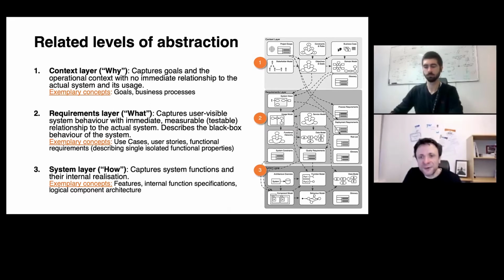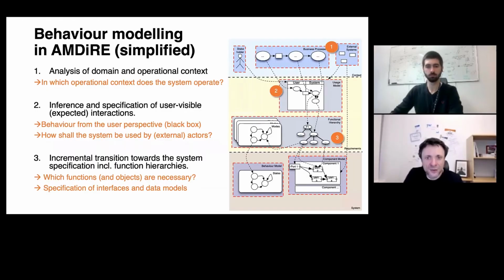Now, let's go through this picture again, but this time we will put focus on what we actually do and the underlying modeling concepts. Here you can see again the context layer, the requirements layer, and the system layer. In a first step, I tend to analyze the domain in the operational context. I want to understand what the typical workflows are, what the typical tasks are, which stakeholders are involved, what their goals might be, but also what the operational environment is, like what the external systems are that may or may not play a role in that system.